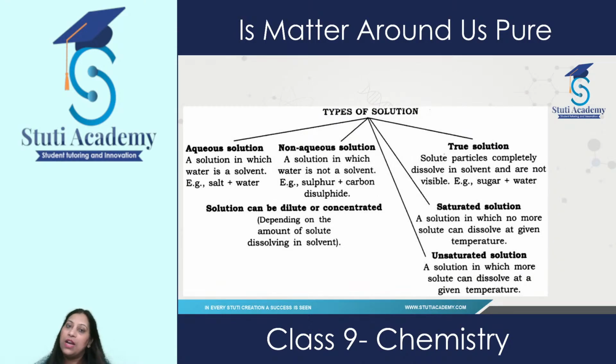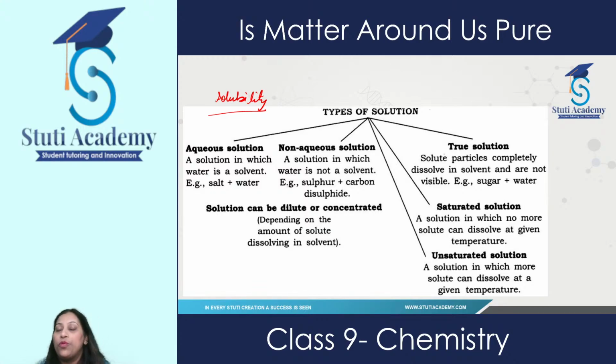Before I start with concentration of solution, there is one term, that is solubility. Solubility is the amount of solute dissolved in 100 gram of solvent. And every solute has a different solubility, a different rate of solubility, in a given amount of solvent at a particular temperature.